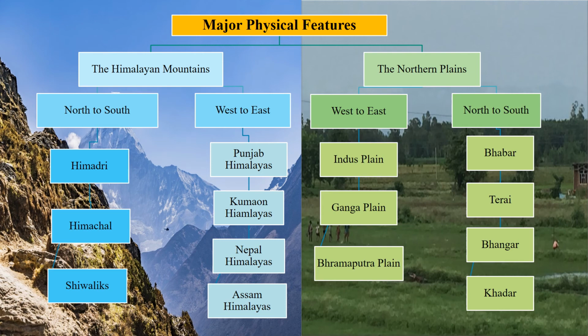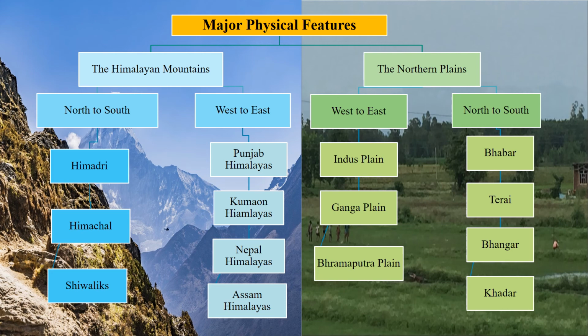Now we will study about the major physical divisions of India. Since there are 6 major physical divisions and we cannot cover it in one class, therefore I have divided the whole thing into 3 segments. In the first segment we will study about the Himalayan mountain ranges and the northern plain. In the second segment, we will study about the peninsular plateau and the coastal plains. In the third segment, we will study about the desert of Thar and the island groups.